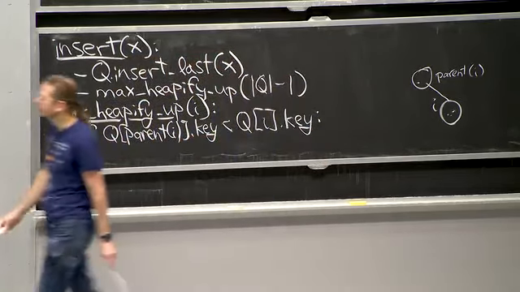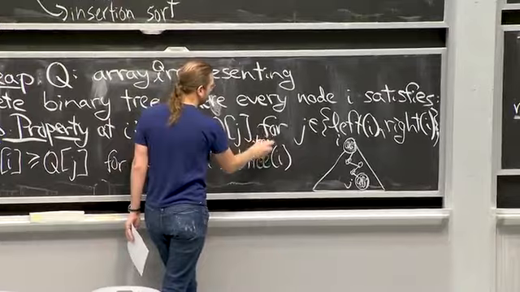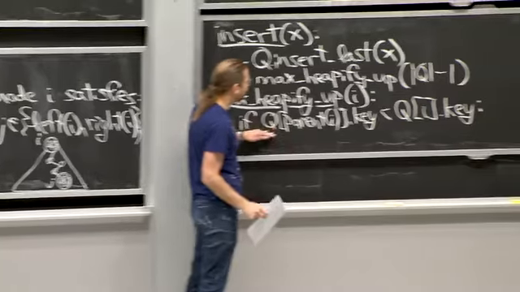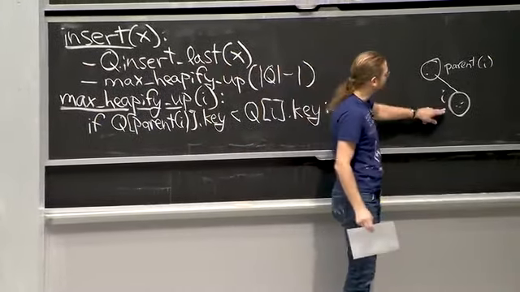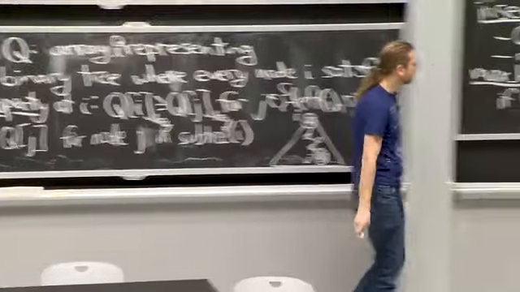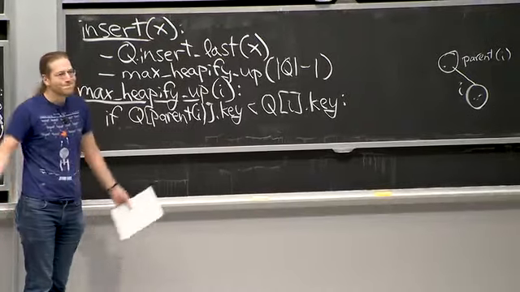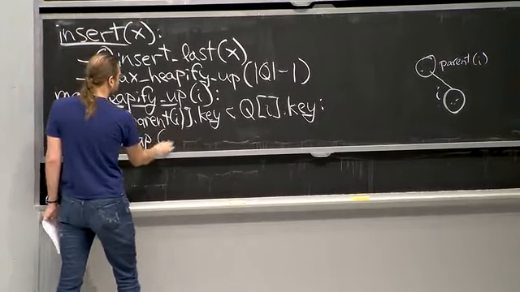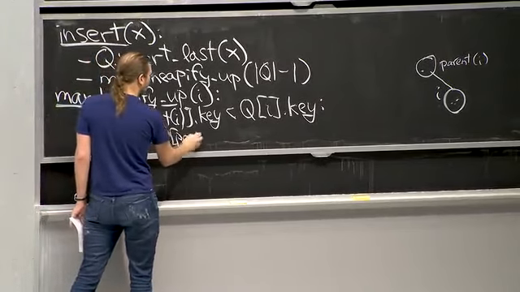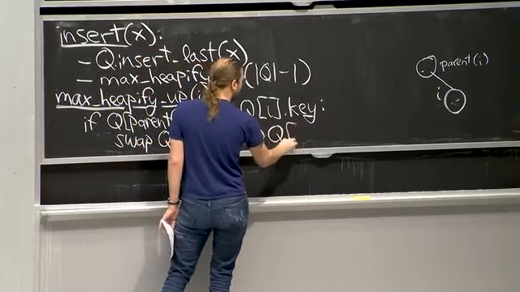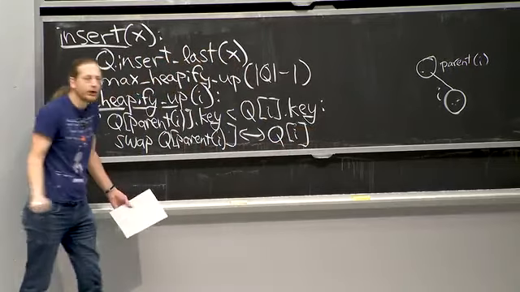I see I forgot to write key in all these spots. This should be .key and .key. Q of I is an item, so let's say its key. So this is the bad case. This is if the parent is smaller than the child. We wanted the parent to always be greater than or equal to its children. So in that case, what can we do? Swap them. Let's swap Q of parent of I with Q of I. Now they're in the right order.